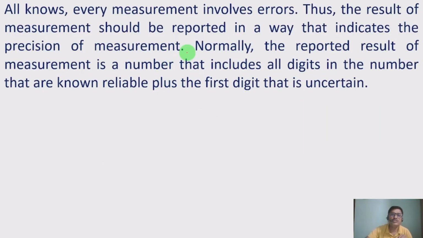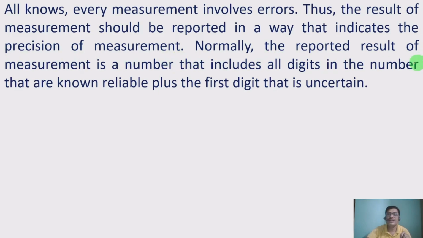Note that every measurement involves errors. The measurement involves errors because of the number of digits, with some rounding, where only a few digits are taken. That's why all measurements involve errors. Thus, the result of a measurement should be reported in a way that indicates the precision of the measurement.